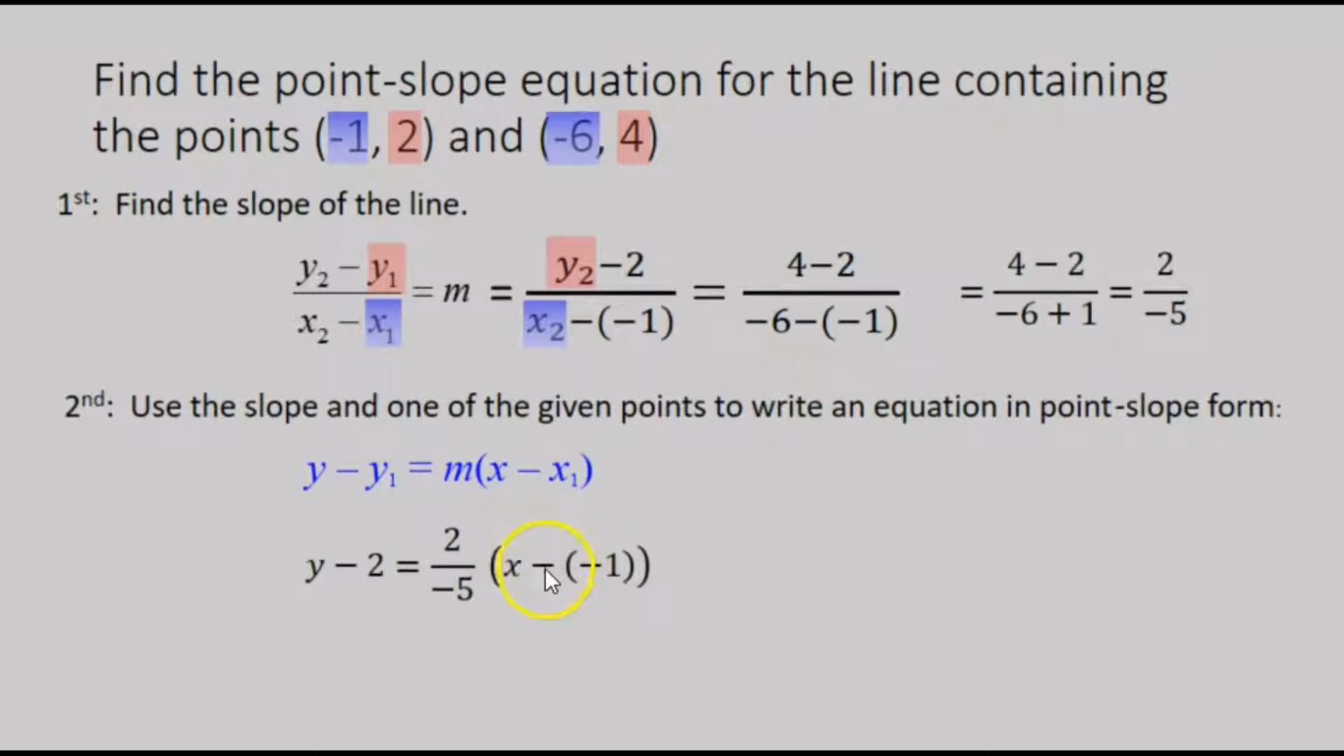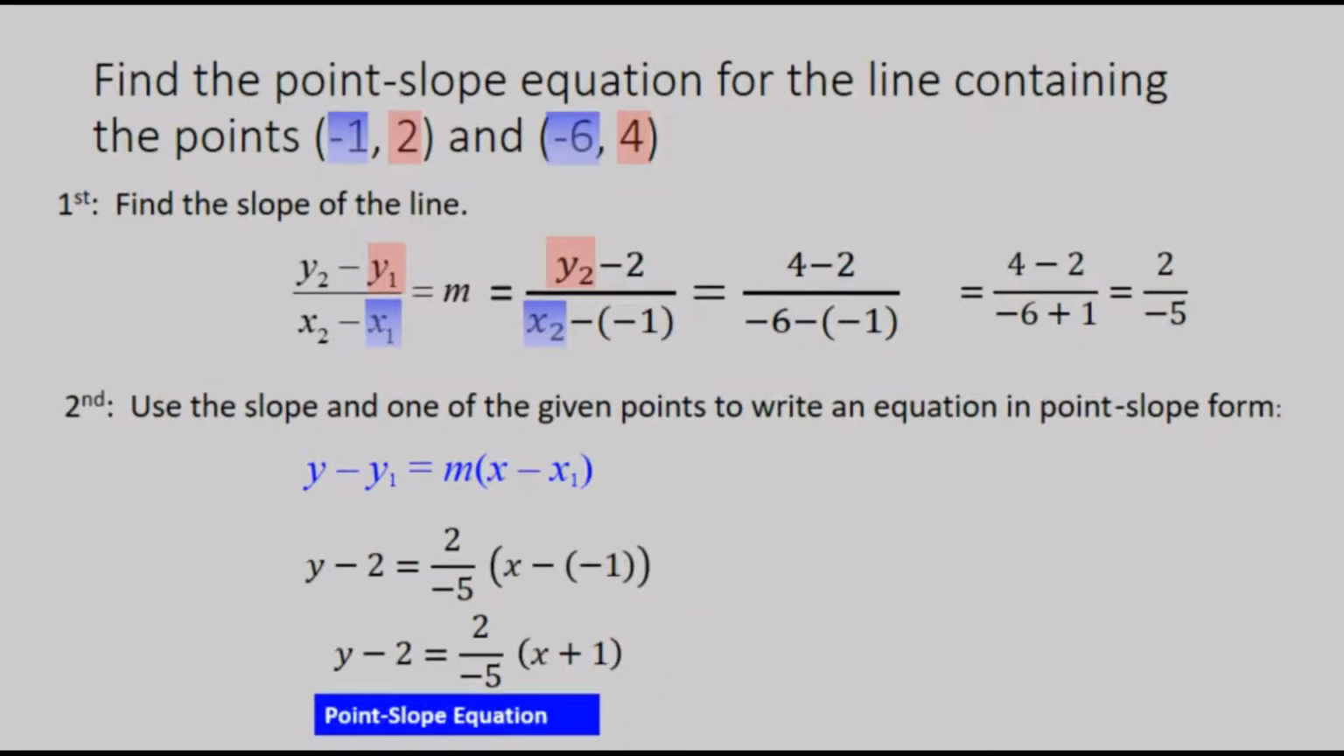Simplifying further, this equation transforms into a +1, replacing the minus a minus within the parenthesis, for our point-slope equation for this problem where we started with 2 points.